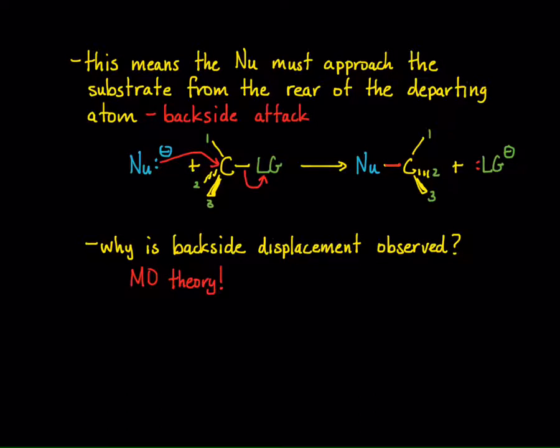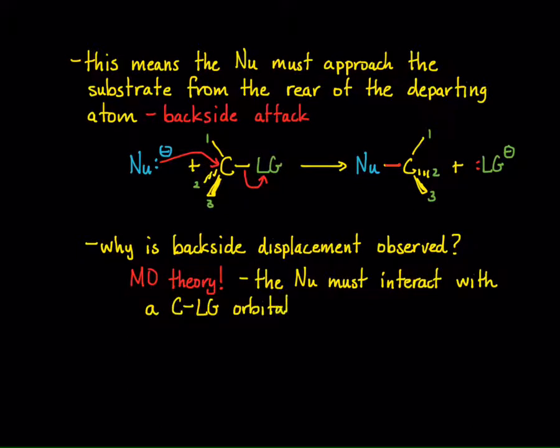So we have a carbon halogen bond, the halogen's coming off, and the nucleophile has to interact with that particular orbital. Well, what orbital is it going to react with? We know it has to interact with an orbital, but there are two orbitals between two atoms: a bonding orbital and an antibonding orbital. And most of the time we've seen that the LUMO is an antibonding orbital because it's empty.